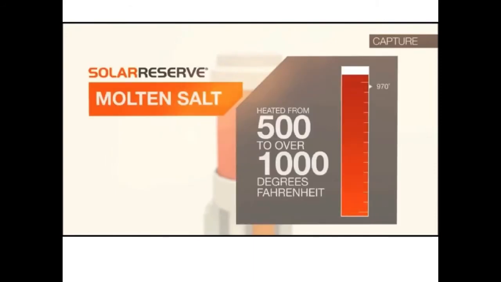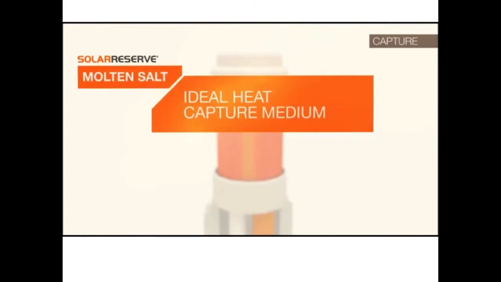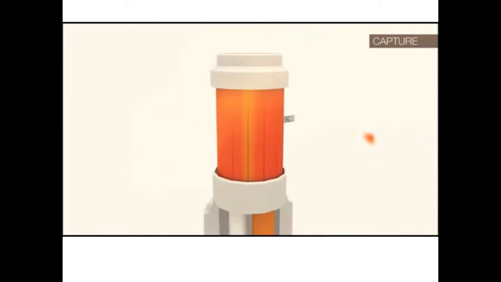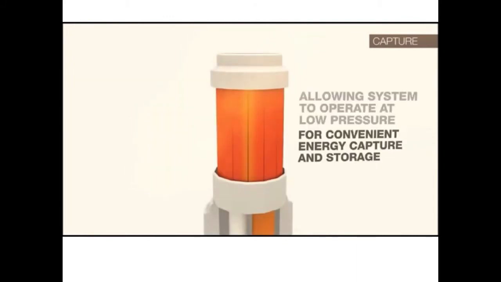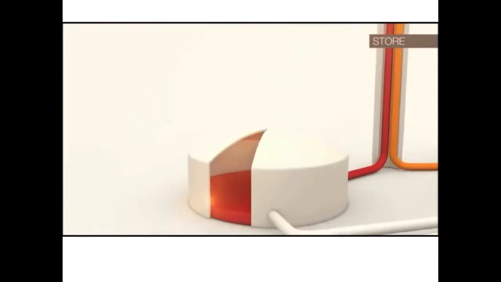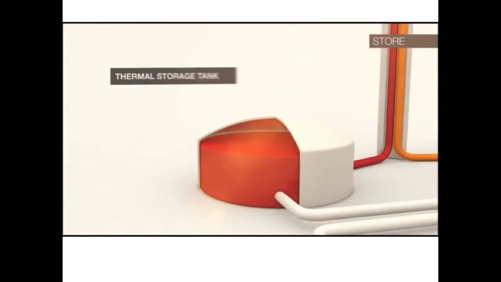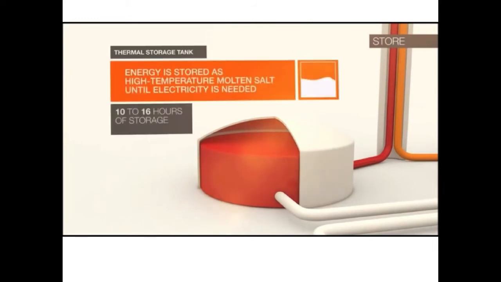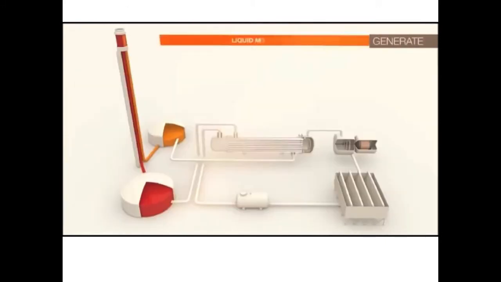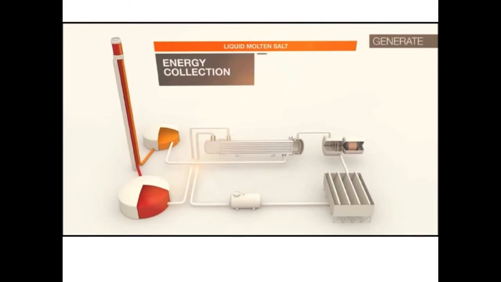Molten salt is an ideal heat capture medium because it maintains a wider operating temperature range in liquid state, allowing the system to operate at low pressure for superior and safe energy capture and storage. After passing through the receiver, the molten salt then flows down the piping inside the tower and then to a thermal storage tank where the energy is stored as high temperature molten salt until electricity is needed. This technology leverages liquid molten salt as both the energy collection and the storage mechanism, which allows it to separate energy collection from electricity generation.